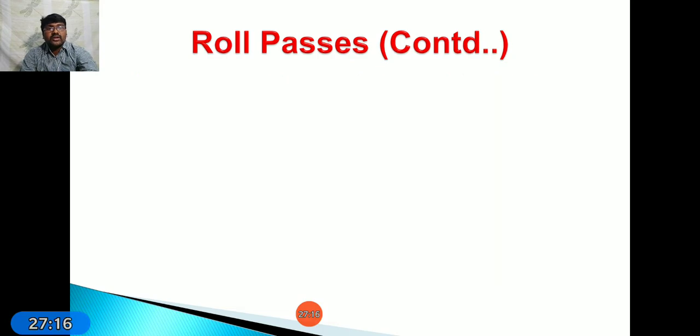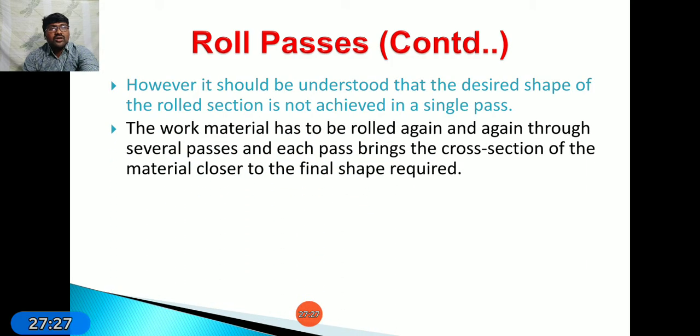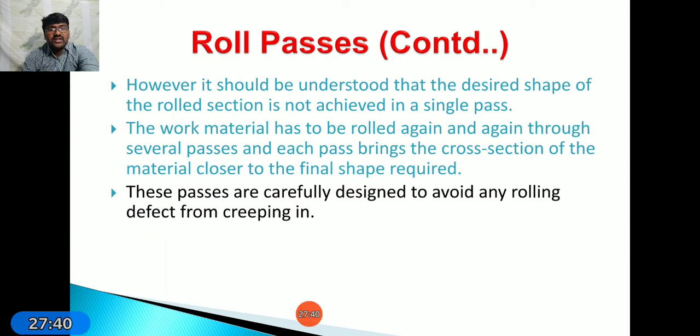Next, however, it should be understood that the desired shape of the rolled section is not achieved in a single pass. We have to pass it through a number of passes. The work material has to be rolled again and again through several passes. Each pass brings the cross section of the material closer to the final shape required. These passes are carefully designed to avoid any rolling defects from creeping in.